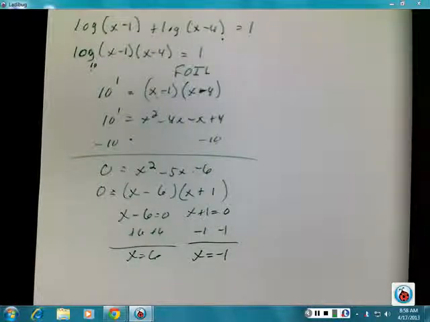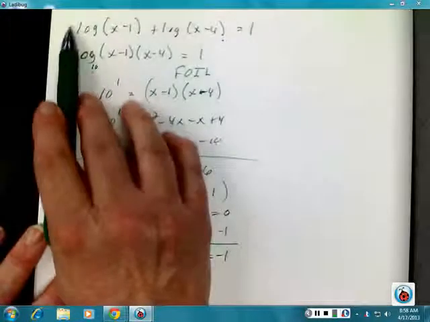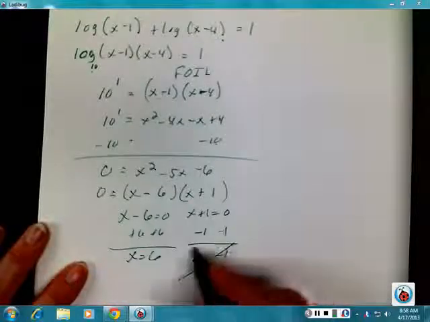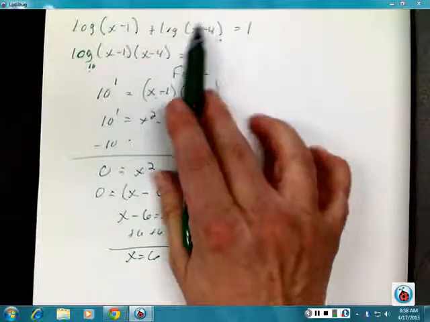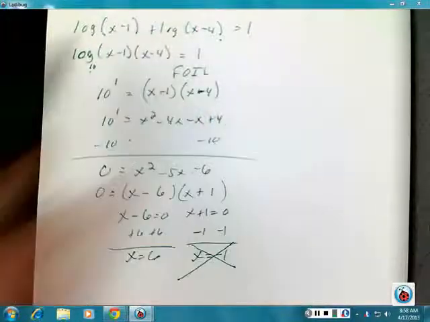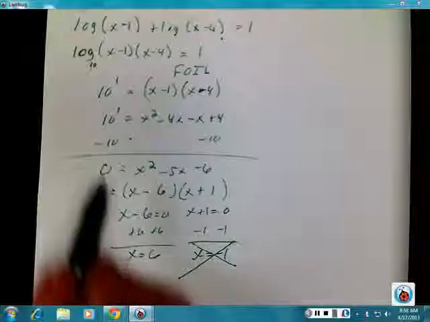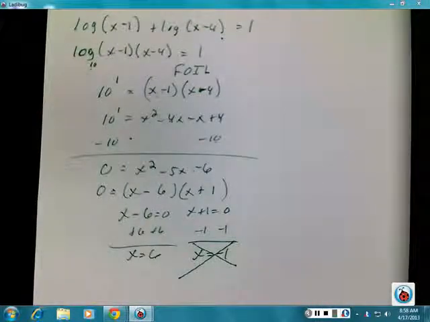But because I'm dealing with a log when I started my whole process, I cannot use the negative in there because it's going to create problems with my log. This one would come out to be a negative value right here, and so would this. And so therefore I can't use a negative 1. But the positive 6 will make it work correctly, so I need to kick that piece out for that problem.